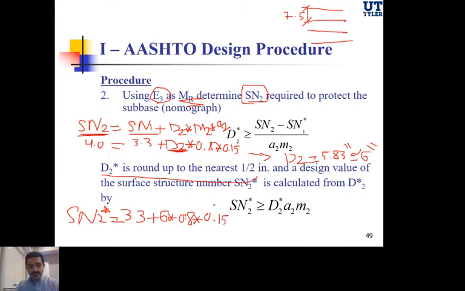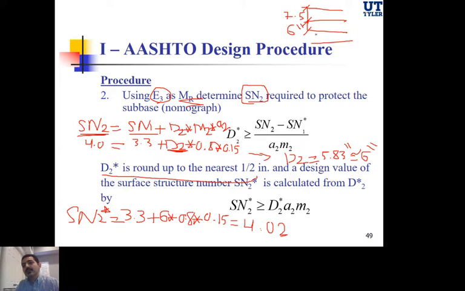Again, please forgive my handwriting here. I'm using my mouse actually. So the new SN2 now is not 4 anymore. It's actually 6 times 0.8 times 0.15 plus 3.3. So it's 4.02. Again, there's a difference between 4 and 4.02, trust me. So keep it 4.02. So now we got the second layer thickness, which is equal to 6 inches.